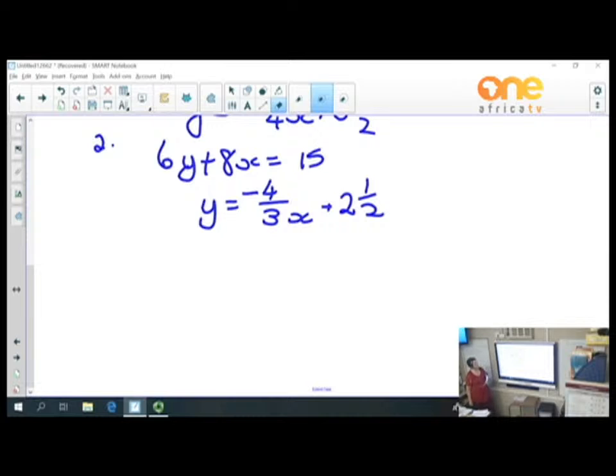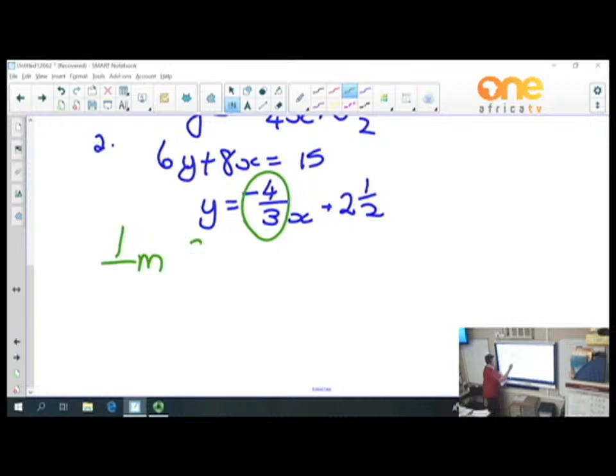What is now the perpendicular gradient of this one? What is the perpendicular gradient? So it will be positive 3/4. Can you see what I do? Change the sign, reciprocal. I change the sign and I reciprocal it. So y is equal to 3/4 x + c.